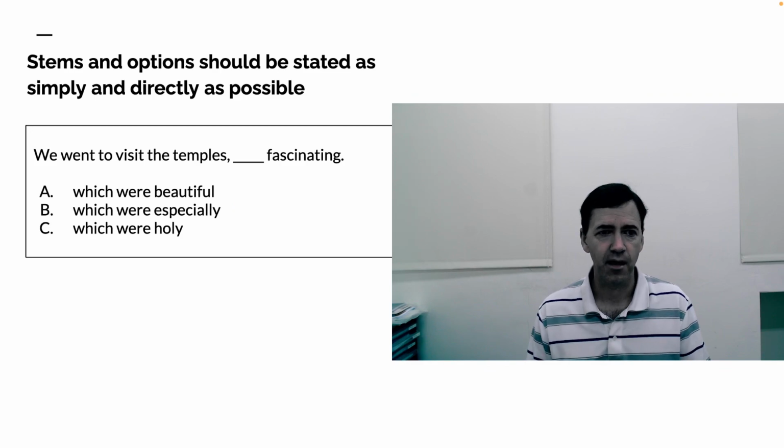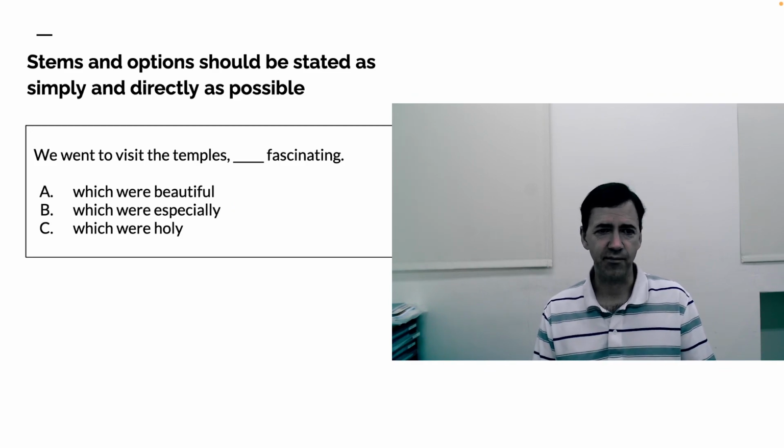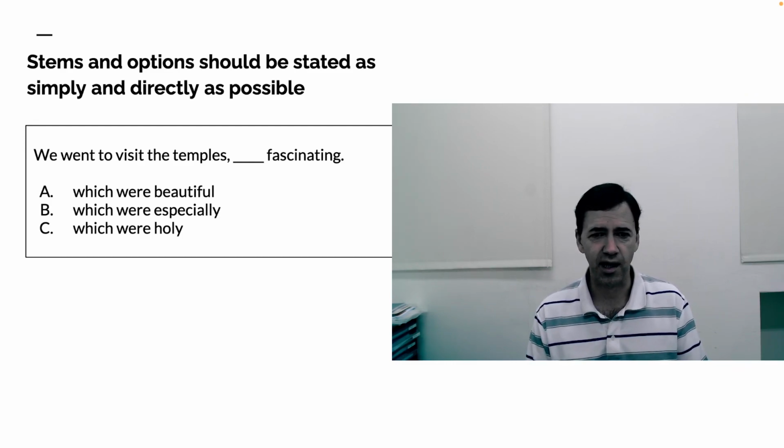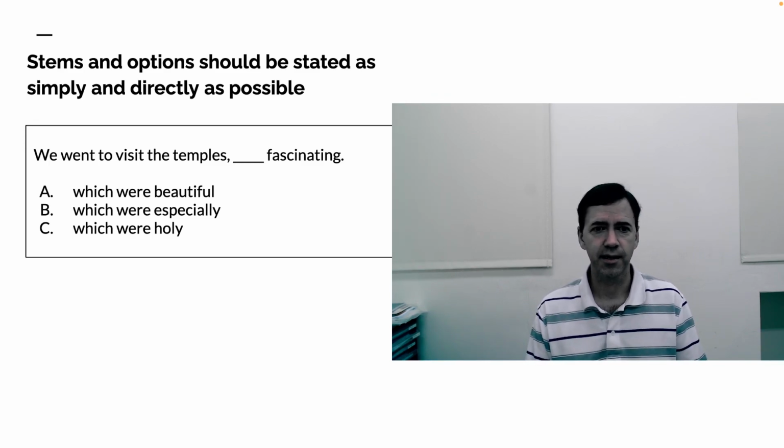Okay, next one. So here we go again. We're looking at the same thing. Are the stems and options stated as simply and directly as possible? This time, it's like this. "We went to visit the temples, comma, blank, fascinating." So: which were beautiful fascinating, which were especially fascinating, which were wholly fascinating. Okay, so we can tell that the answer is definitely B. The question is, are the options written okay, and is the stem written in a clear, direct way? All right, so again, pause, think about that.